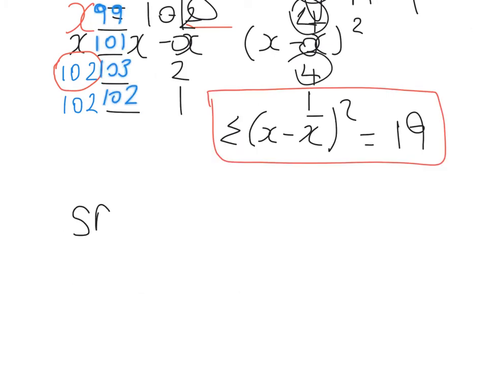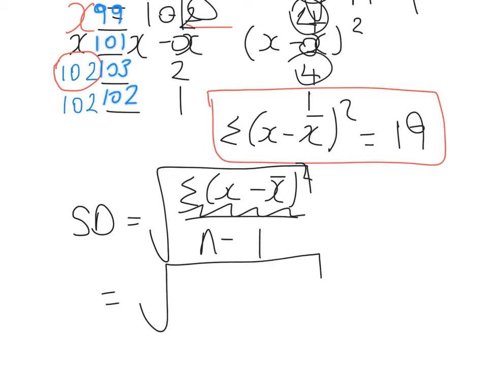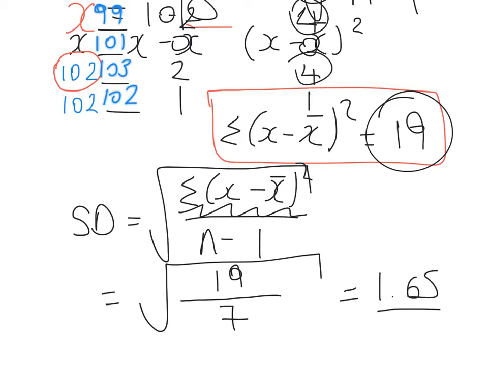I then use my formula, which is the standard deviation is the square root of sigma x minus x bar all squared divided by the sample size minus 1. So that is the square root of, well, I just lift that straight from here, of 19 divided by the sample size, take away 1. Sample size is the amount of numbers in the sample, which is 8. Take away 1, that's 7. So it's the square root of 19 over 7. And the standard deviation is, to 2 decimal places, 1.65.